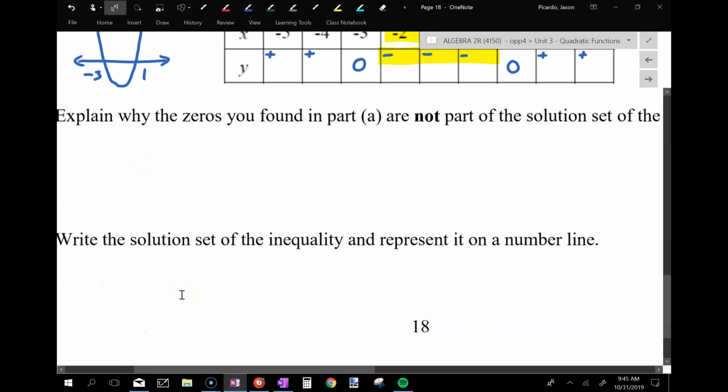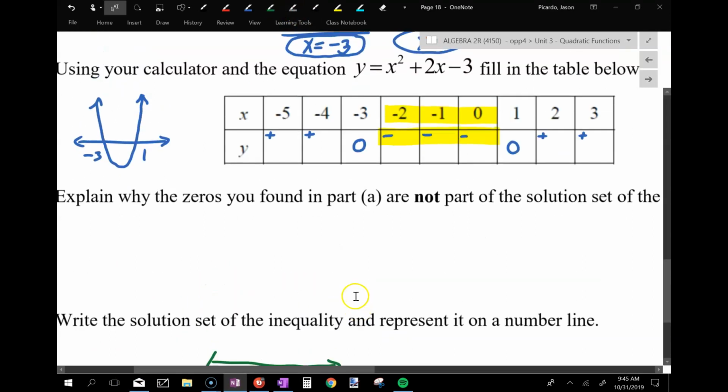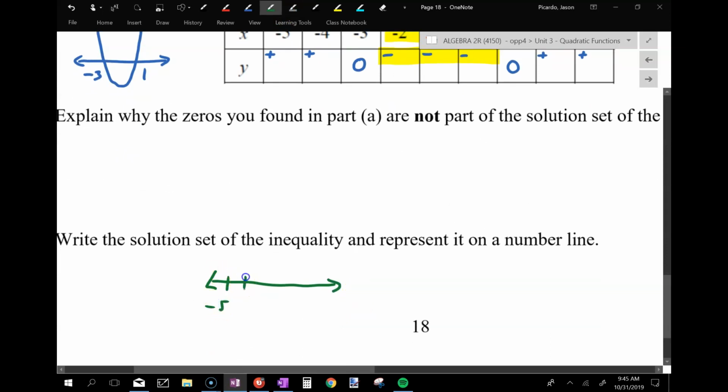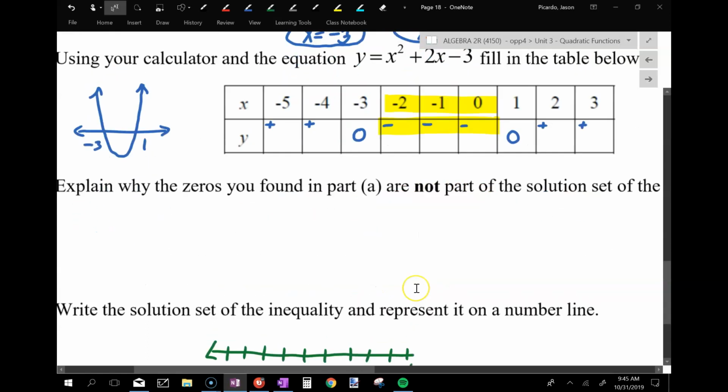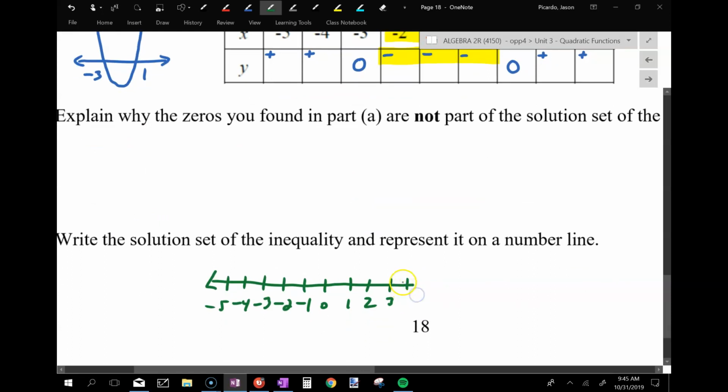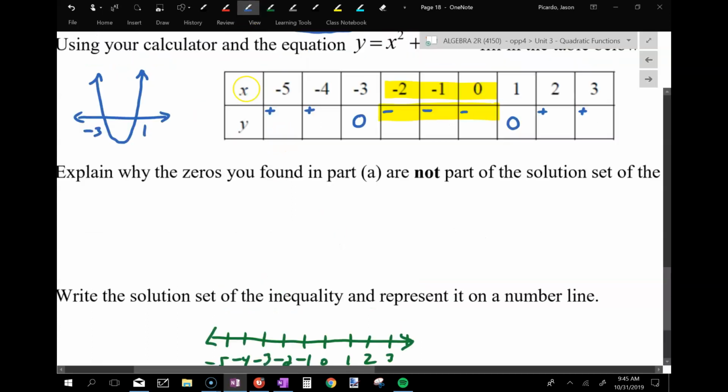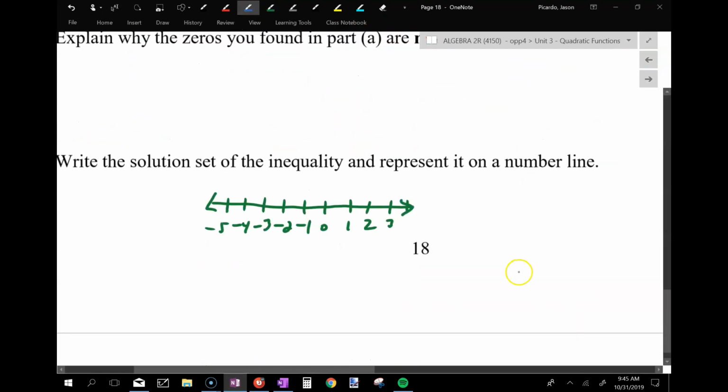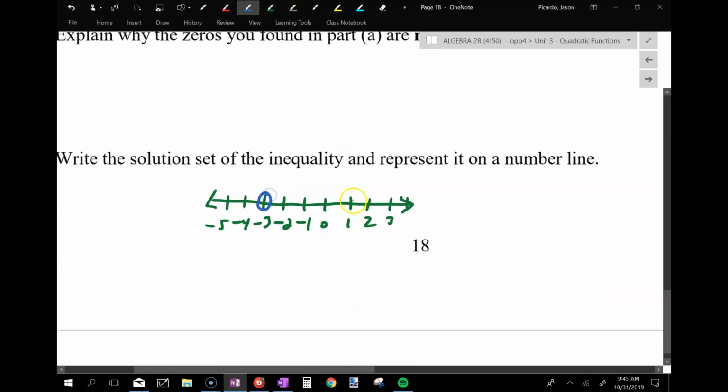So in terms of a solution, guys, if I was to write my solution on a number line, what would it look like? Well, I'm going to put all these things on here. So I'm at -5, -4, -3, -2, -1, 0, 1, 2, 3, and 4. Actually, up to 3. Okay. We said that we are equal to 0 at -3 and 1. I just put open circles on that, guys.